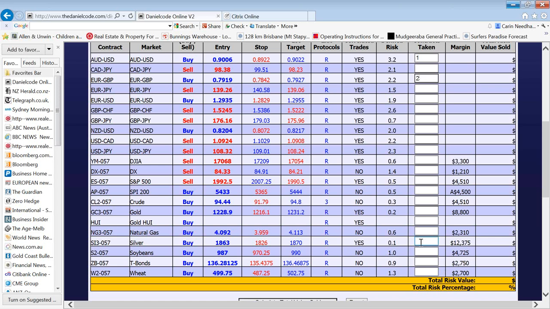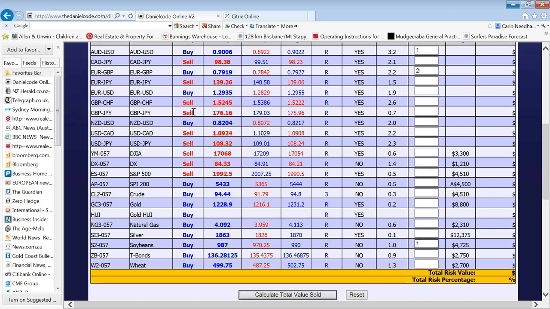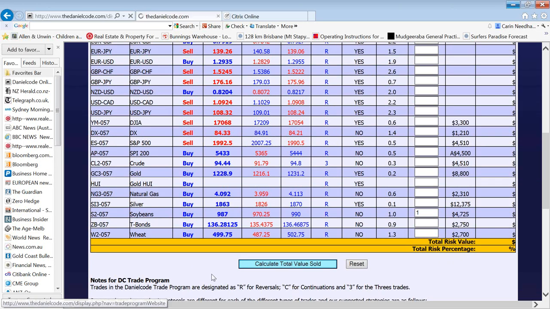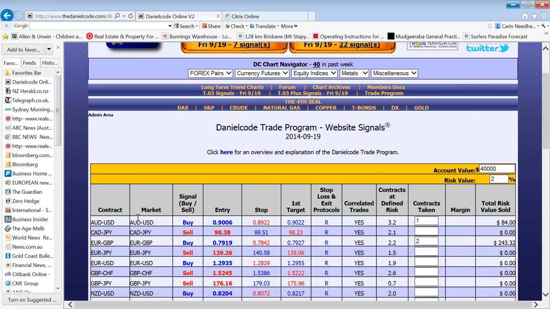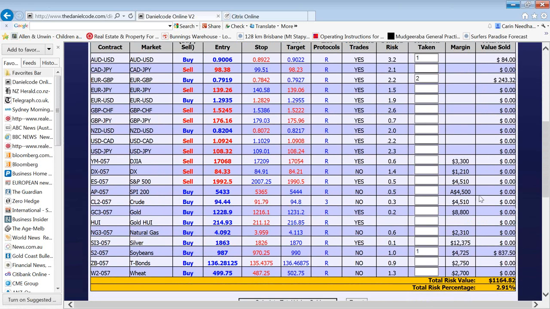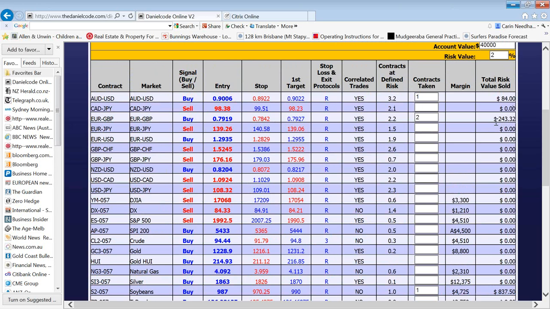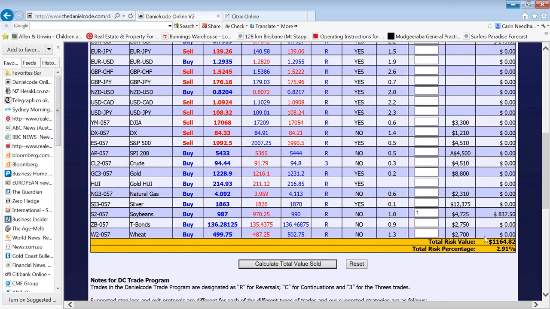So you can go along through here and put in the number of contracts you want to take in any markets, then tell it to calculate the total value sold. It will do a quick spin around and come back, and in this column you can see that if you took that trade, your risk on entry is $84. If you took the trade in the Euro GBP, your risk on entry is $243. If you took one contract in the soybeans trade today, your risk on entry would be $837.